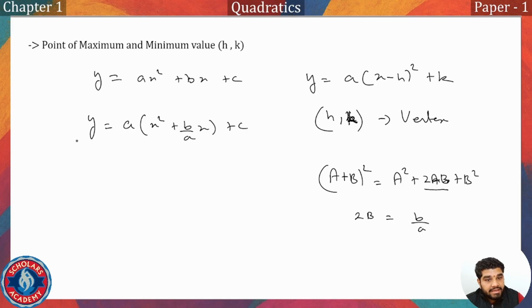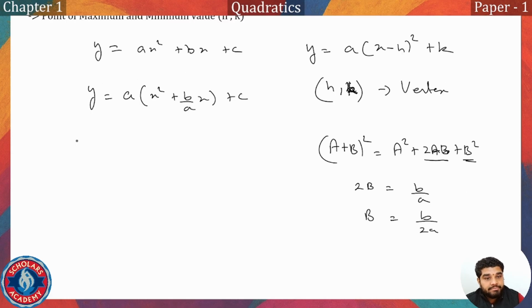2b is b by a. That means b is equal to b by 2a, right? We need to add b square over here for completing the square. So b square is b square by 4a square, right? So this is b square. So we'll add and subtract it.